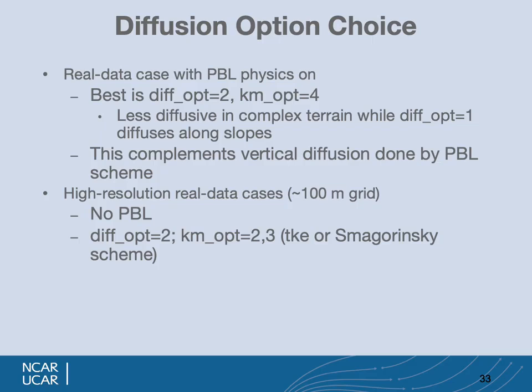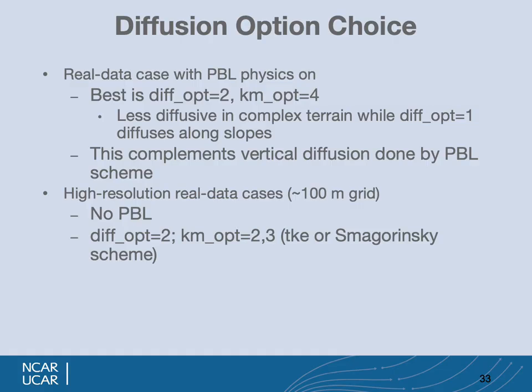So this summarizes your choices when you're using diffusion in the model. In real data cases with the PBL physics turned on, the best option is diff_opt equals 2 and km_opt equals 4. diff_opt equals 2 is less diffusive in complex terrain, as I mentioned, than diff_opt equals 1, which diffuses along slopes. So this is especially good for complex terrain. If it's reasonably flat, it doesn't make a lot of difference whether you use diff_opt equals 1 or 2. So using km_opt equals 4 complements the vertical diffusion done by the PBL scheme as well.